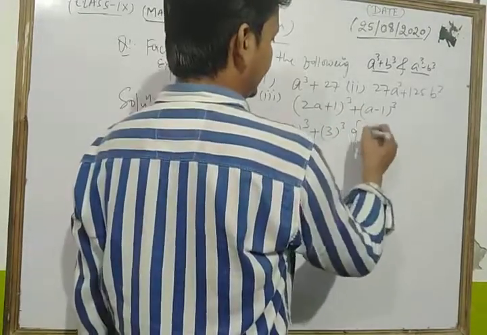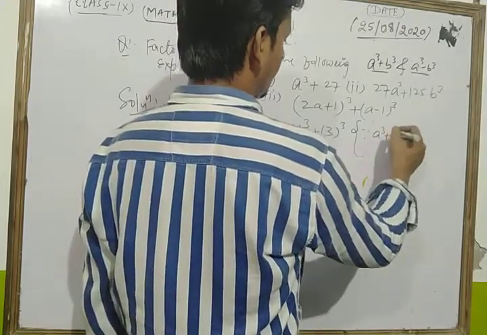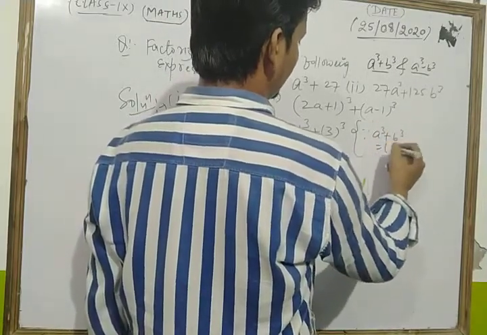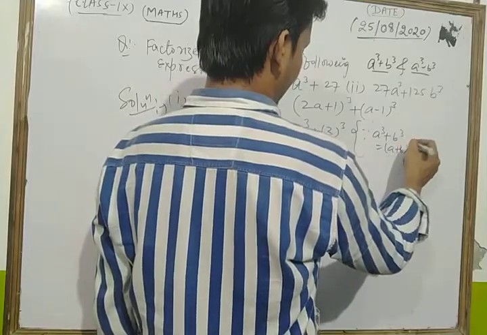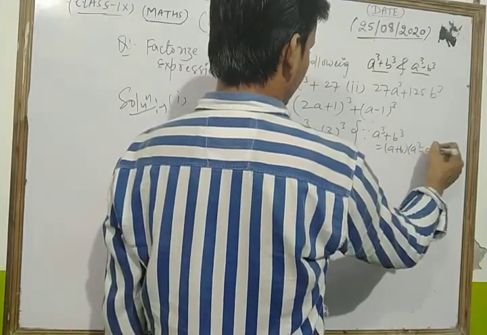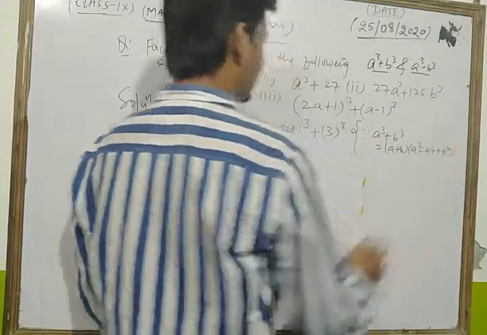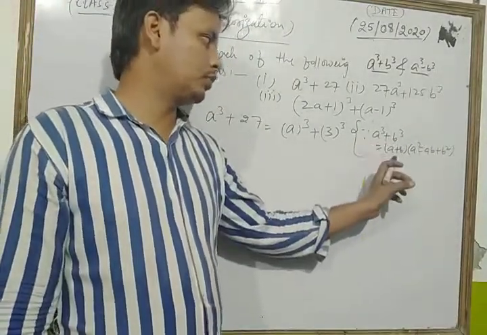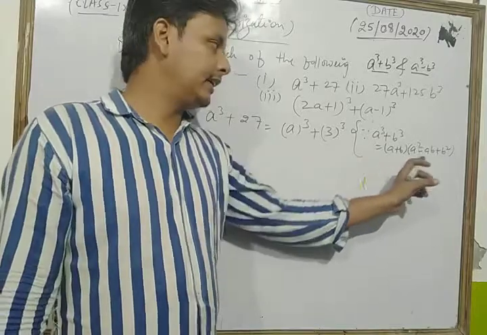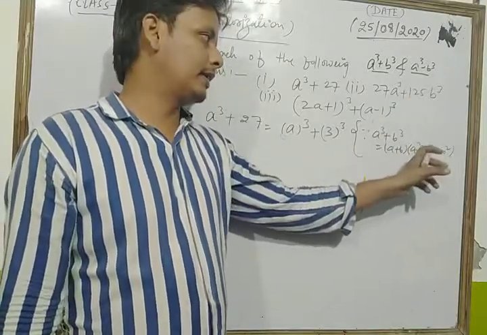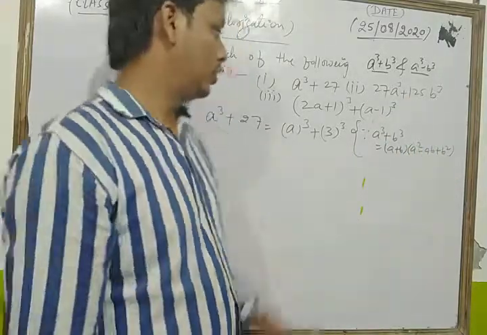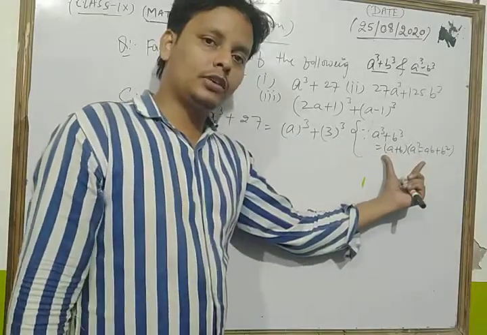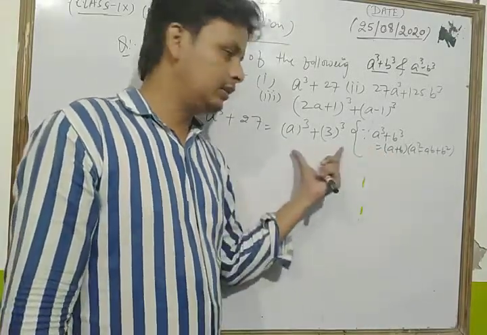Now we apply the identity a cube plus b cube. You know that it is (a plus b) in one bracket, and in another bracket a square minus ab plus b square. We know that the identity a cube plus b cube is equal to (a plus b) in one bracket, in another bracket a square minus ab plus b square. Now we apply that algebraic identity in this question.